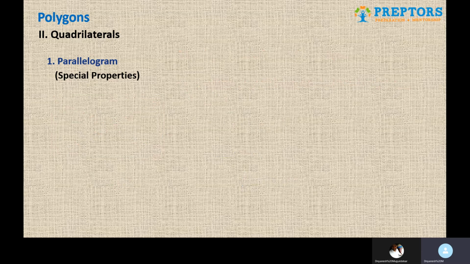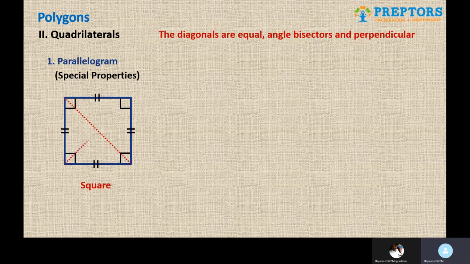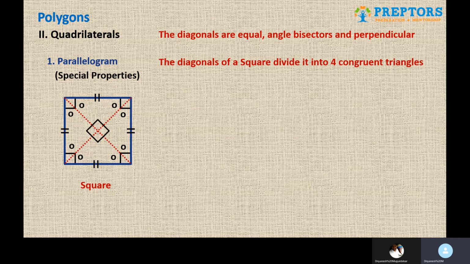Now the third and last classification of parallelogram, where angles and sides are both equal, gives you a square. Because a square is the combination of a rhombus and a rectangle, both their properties hold true. So all you have to do is copy and paste both of their properties here. The first one, the diagonals are equal, angle bisector, perpendicular. Equal has come from the rectangle; angle bisectors and perpendicular came from the rhombus. Then, because of the diagonals, the four triangles will be congruent triangles.